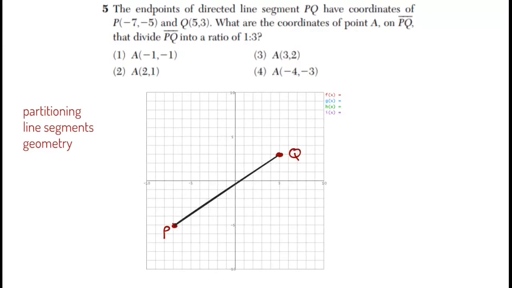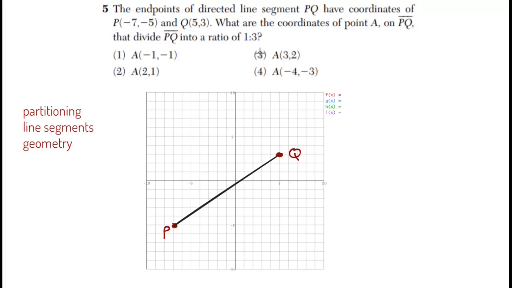All right, so for number 5, it asks us to find endpoints of a line segment PQ that has 2 particular coordinates. I've gone ahead and drawn out coordinate P and coordinate Q on here. That corresponds to these two up here. And we want to find the coordinate of a particular point A that's going to be on line segment PQ, that divides PQ into a ratio of 1 to 3.